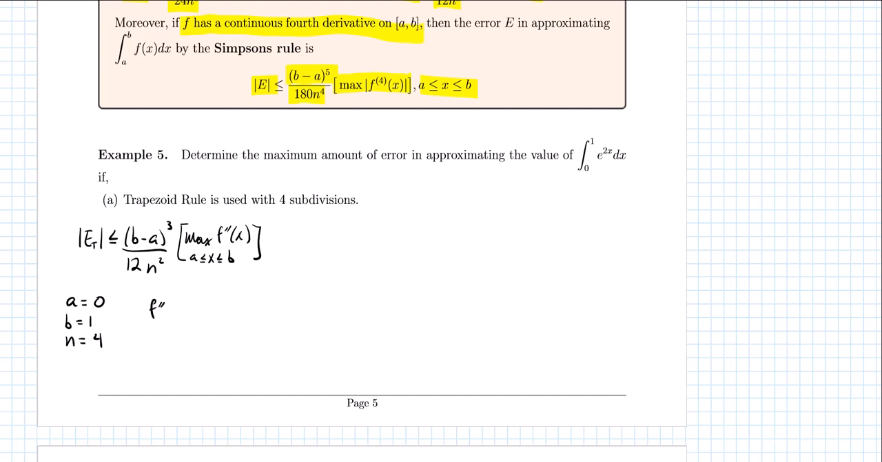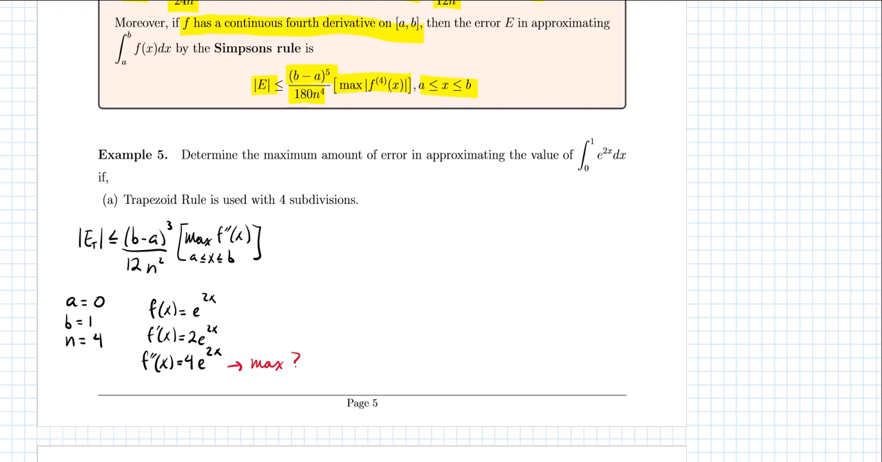Well, for the second derivative, let's go ahead and calculate the derivatives. The original function was e to the 2x. So the first derivative is 2 times e to the 2x. And the second derivative is 4 times e to the 2x. Okay? Now, here's the thing though. We don't just want the second derivative. We want to figure out what its maximum value is in the interval from 0 to 1.